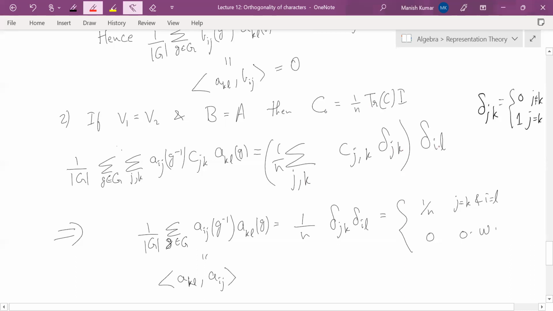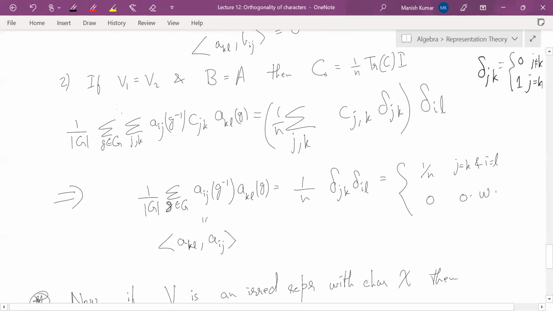So remember, c is arbitrary. So this holds for all Cjk, which means the coefficient of Cjk on either side should be the same. The coefficient of Cjk on this side is 1 over n, and on this side it is 1 over n djk dil, which is basically 1 over n when j is equal to k and i is equal to l, otherwise 0.